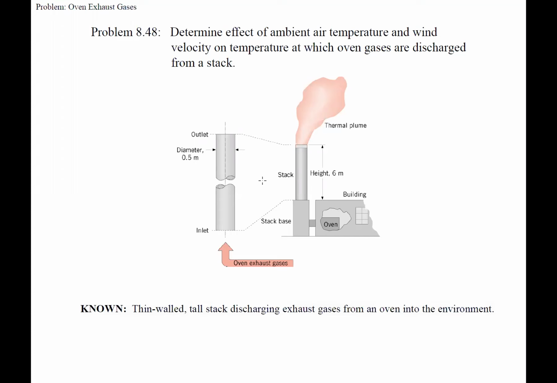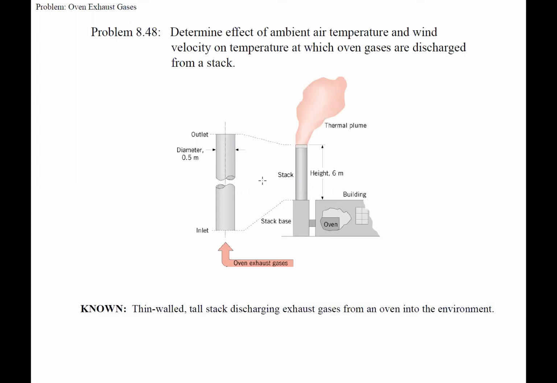Part A is consider conditions for which the ambient air temperature and wind velocity are 4 degrees Celsius and 5 meters per second, respectively. Approximating the thermophysical properties of the gas as those of atmospheric air, estimate the outlet gas temperature and stack surface temperatures for the given conditions. And then part B is a parametric study on the wind velocity, so vary the wind velocity and the ambient air temperature. And we'll see how that changes the outlet gas temperature.